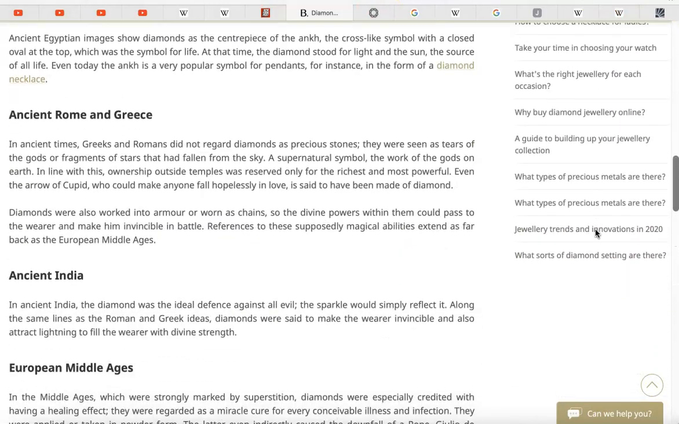Okay. Anyway, ancient Rome and Greece. In ancient times, Greeks and Romans did not regard diamonds as precious stones. They were seen as tears of the gods, or fragments of stars that had fallen from the sky.